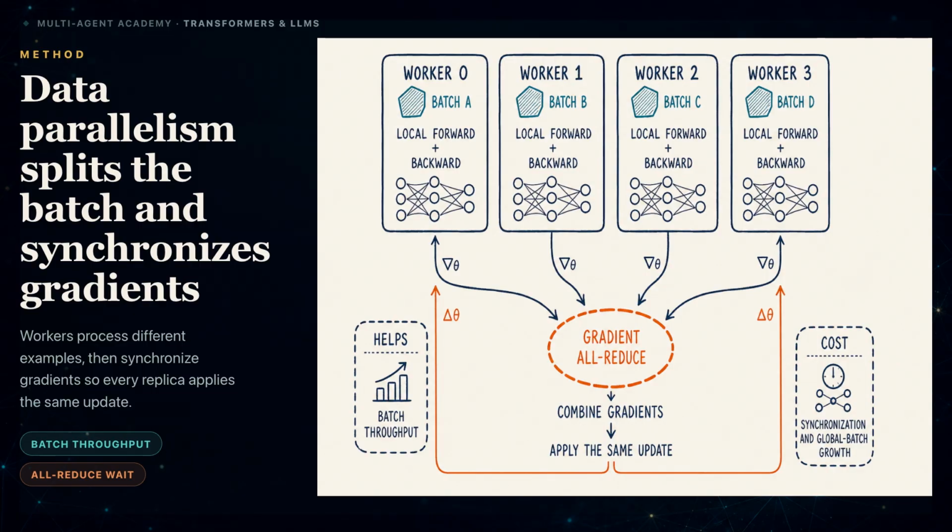Slow links or one delayed worker can make every other worker wait at that point. Increasing the worker count also increases the global batch unless the batch per worker becomes smaller. That can change optimization behavior. Measure examples processed per second, gradient synchronization time, and the effect of the global batch on convergence. Data parallelism divides examples. It does not reduce the memory required for one complete model replica.